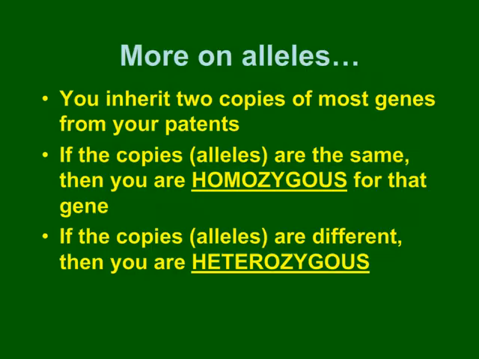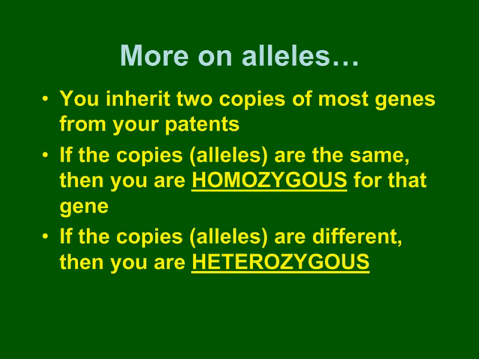Okay, so now that we've learned about the factors that contribute to the genetic diversity among siblings, we're going to go back and talk again about alleles. Remember, alleles were alternate forms of a gene, and you inherit two copies of each gene from your parents, one from mom and one from dad.